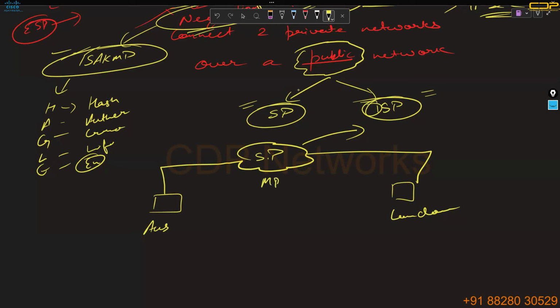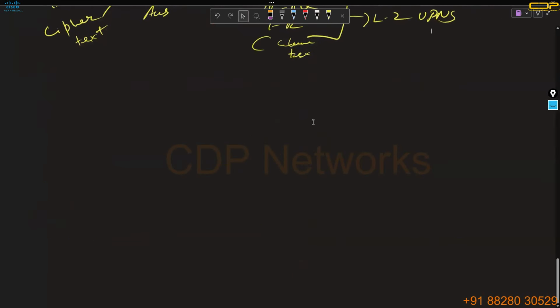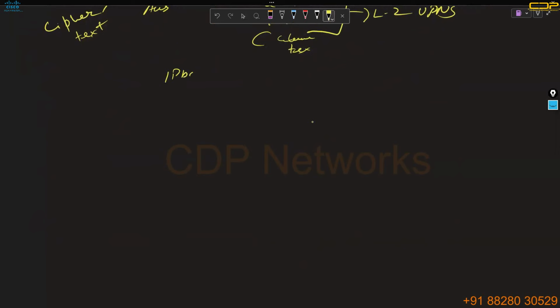So it uses protocols like MPLS. We have VPLS here, and we have frame relay, though right now we don't use frame relay, because the data goes in clear text. What do you understand by clear text and cipher text? These are also layer 2 VPNs, generally called layer 2 VPN. But our topic will be the layer 3 VPN, which is ISP, IP based.